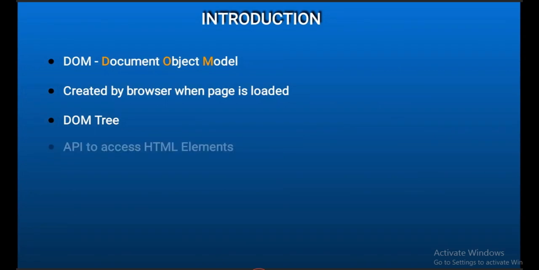This DOM tree acts as an API, an application programming interface, for us to access each and every element in that HTML page. We can access each and every element and manipulate it. We can add or remove elements. We can add style to it. We can modify it in any way we wish. That is the base feature provided by the DOM. So it acts as an API for manipulating the page, and we can use JavaScript to manipulate the DOM.